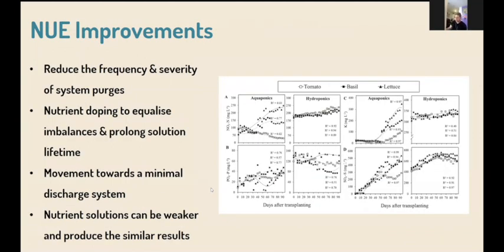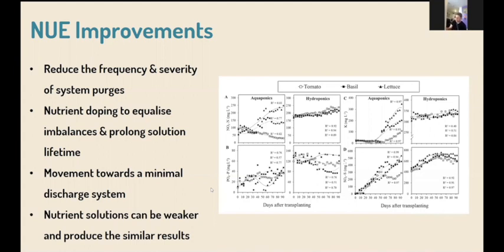So looking back at everything we looked at, sort of understanding your dynamics, understanding your fertilizers, how you can change them and dope them, you can start looking at how you can improve the nutrient usage efficiency of your system. You can start to reduce the frequency and severity of your system purges. So if you're monitoring how your nutrients are changing over time, you can make informed decisions about when you need to purge some and dilute down your solution and make it back up to levels that the plants are happy with. So you can do that.